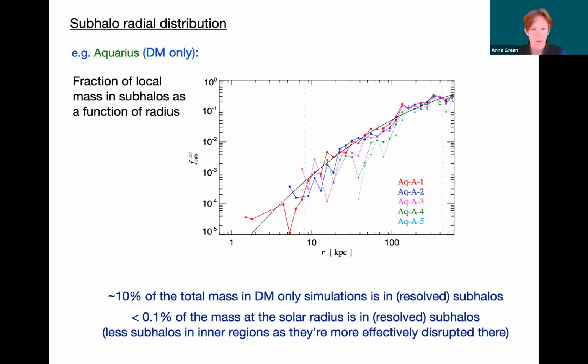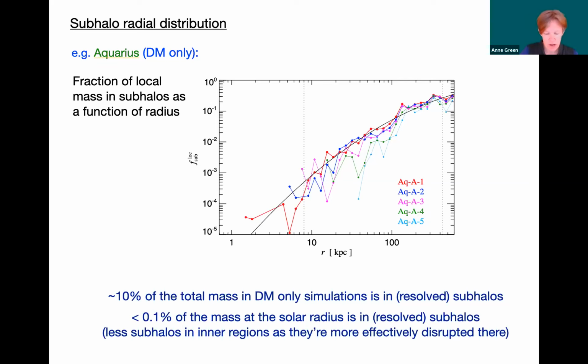So the key result to take away from this is that roughly 10% of the total mass of the halo is in resolved subhalos. We can't say anything about things that are smaller than the simulation can resolve, but the stuff it can see makes up roughly 10%. So the majority of the dark matter seems to be smooth, but nonetheless there's a really significant contribution from the substructure. But then what we also see is that as you go in towards the inner regions, that fraction drops off, and once you get to the solar radius, it's less than a tenth of a percent. So there's not huge amounts of substructure bombing around where we are, because, as I said before, the subhalos are more effectively disrupted if they come close to the middle of the halo.